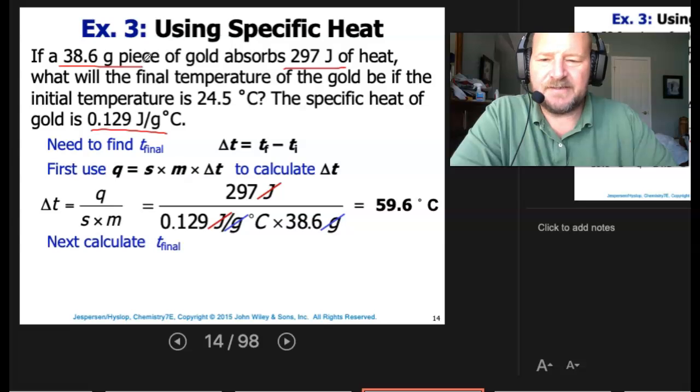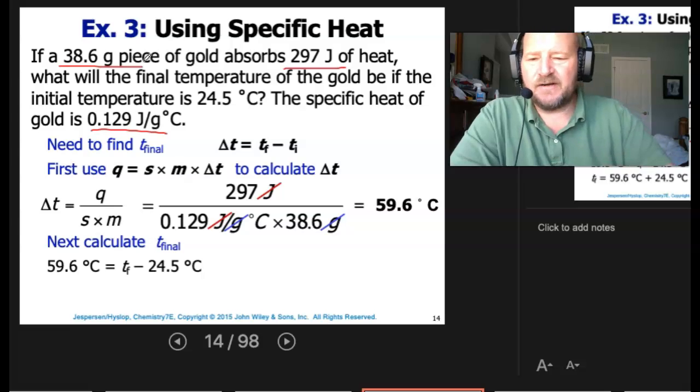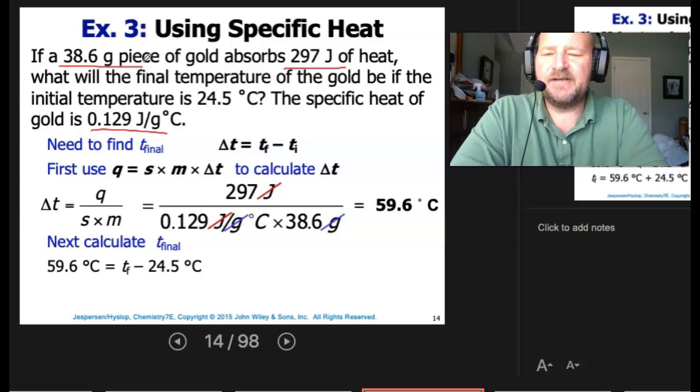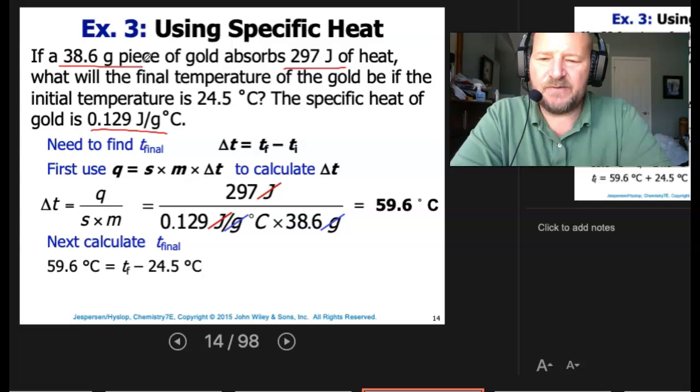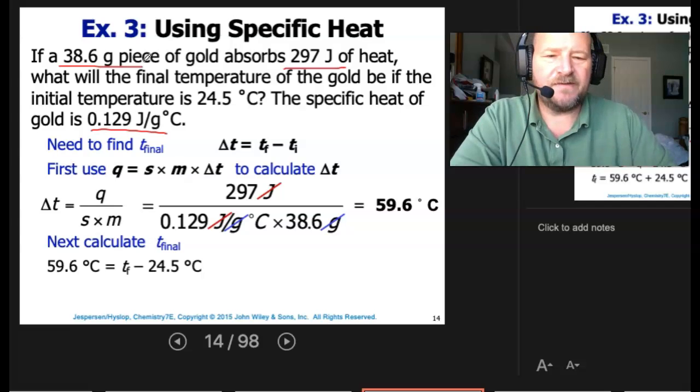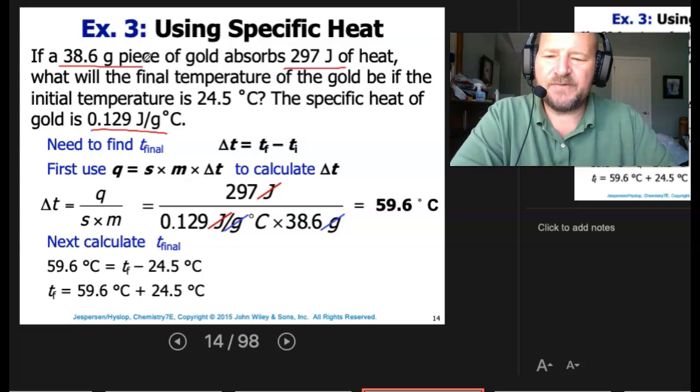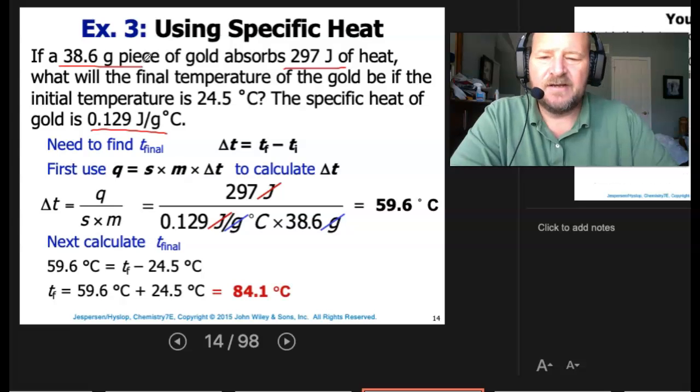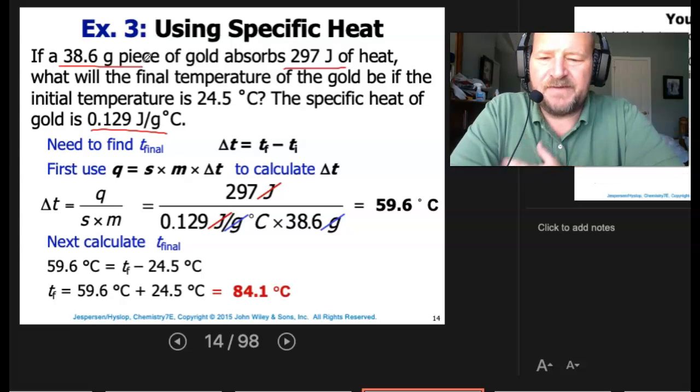Now remember, that's delta T, but we need to calculate T final. So we're going to plug and chug, right? 59.6 degrees C is going to be my delta T. That's going to equal T final minus the 24.5, which means I'm going to add 24.5 to both sides, which gives us a final answer of 84.1 degrees C.